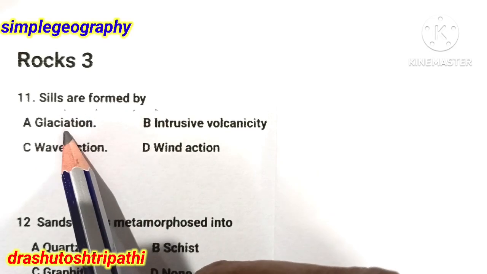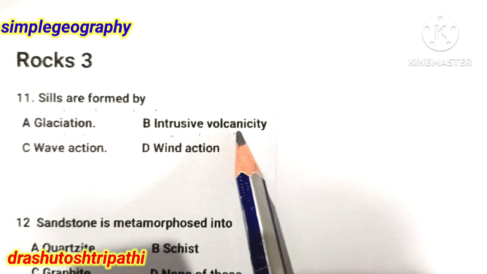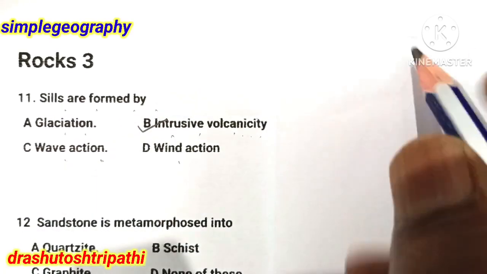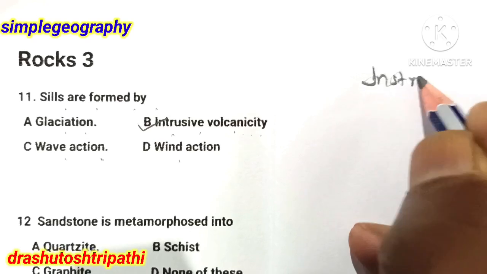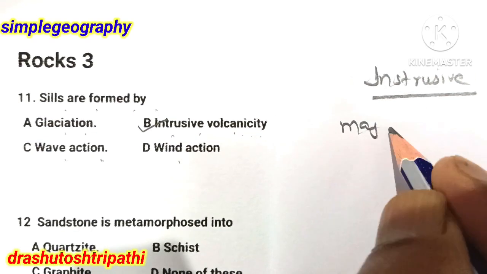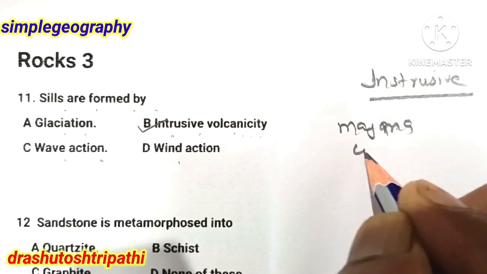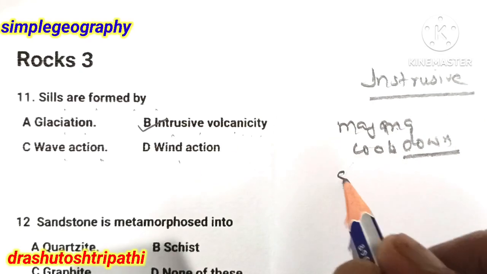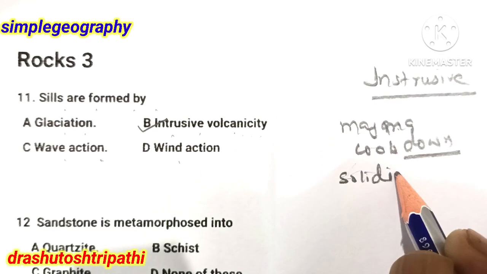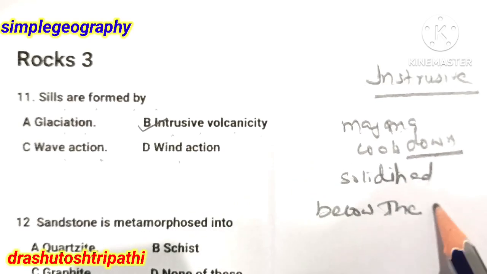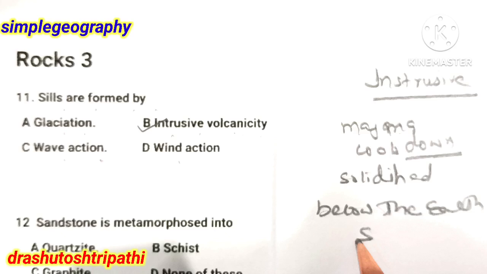Sills are formed by glaciation, intrusive volcanicity, wave action, or wind action? The answer is intrusive volcanicity. What do you mean by intrusive? Intrusive volcanicity means when the magma cools down or solidifies below the earth's surface.